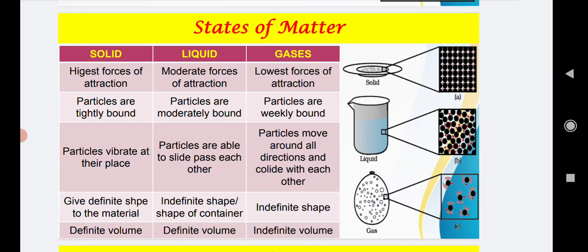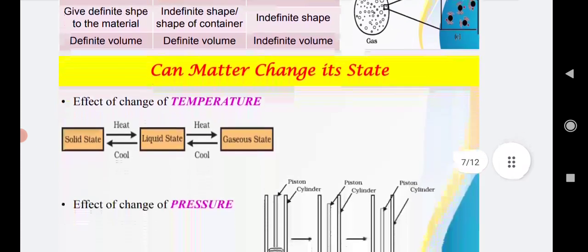Gases have the least attractive forces, therefore their particles are dispersed and weakly bound. Particles move around in all directions and collide with each other. They have indefinite shape and indefinite volume. All these properties are clear from this image also. Let's move to the next chapter.